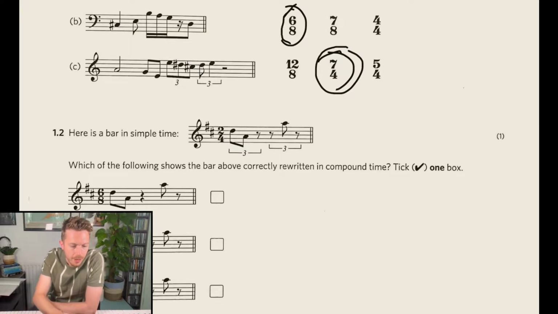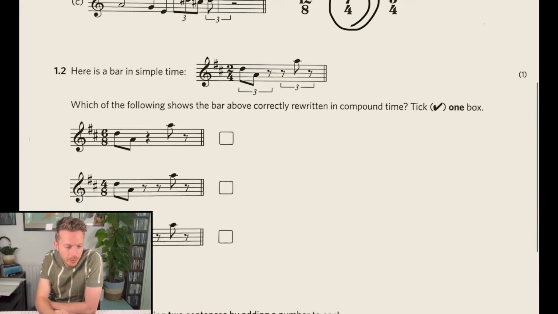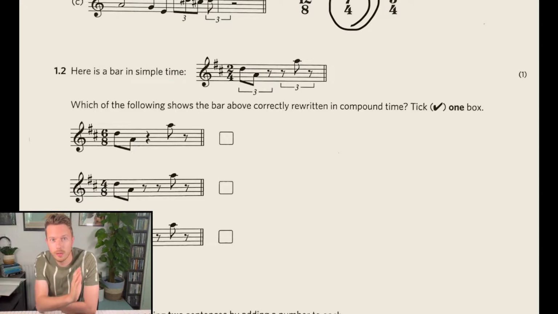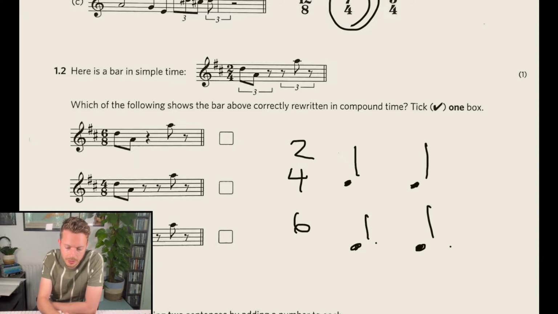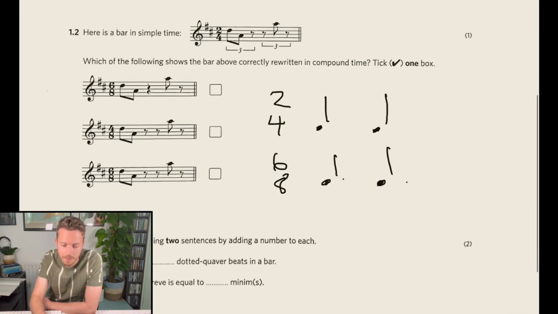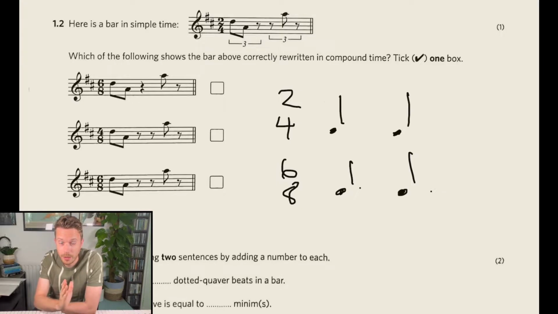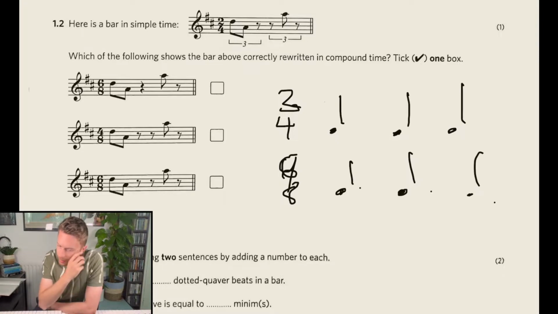Okay, next up we have a bar in simple time, and we want to try and convert simple time to compound time. So essentially what this means is that we are turning a 2/4 bar with 2 crotchet beats into a 6/8 bar, which has 2 dotted crotchet beats. Okay, so we're turning 2/4 into 6/8, but it's going to sound the same. So that is simple duple into compound duple time. If it was in triple time, we'd be turning 3/4 into 9/8.